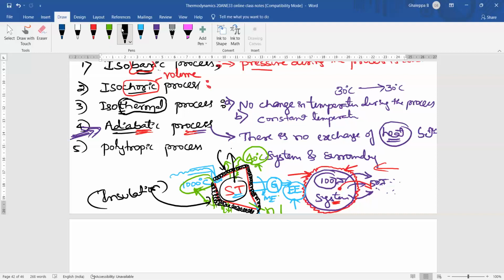So what is an adiabatic process? A process in which there is no exchange of heat between the system and the surrounding is called an adiabatic process. And the polytropic process is also almost the same as the adiabatic process. When we derive some equations, we will discuss polytropic. What is the difference between adiabatic and polytropic? Almost both are the same, there is a slight difference.